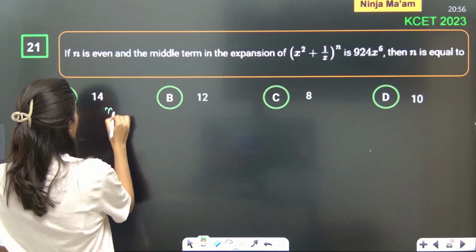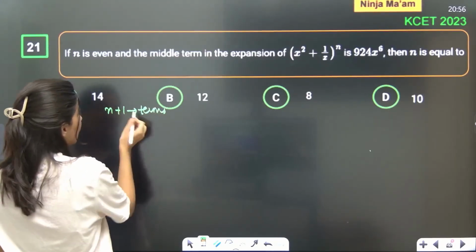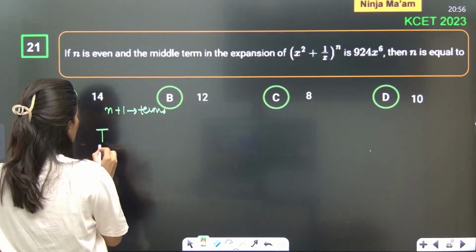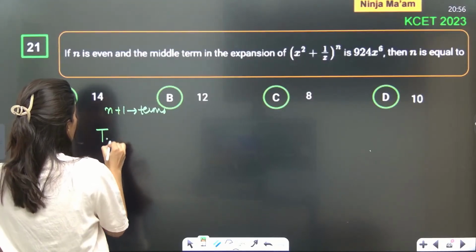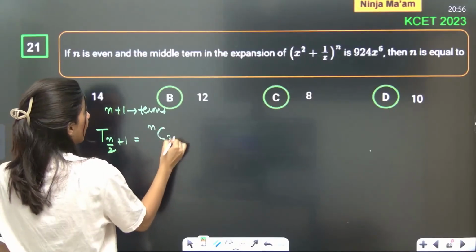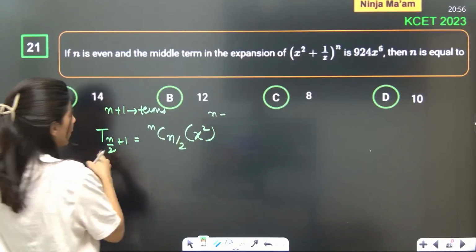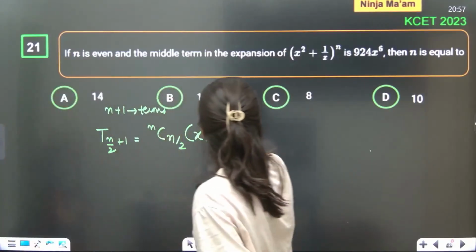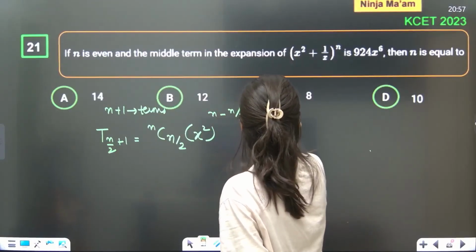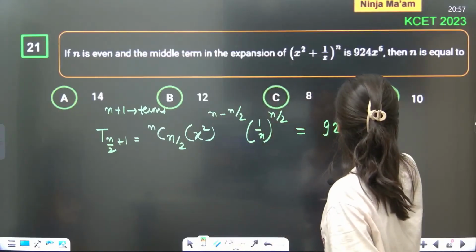Total n plus 1 terms. If n is even, then the middle term will be the (n by 2 plus 1)th term. That is nCn/2 x^(n minus n by 2) into 1 by x^(n by 2). This is going to be 924 x power 6.